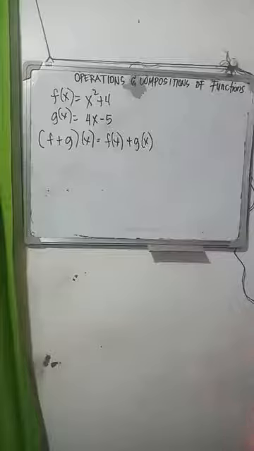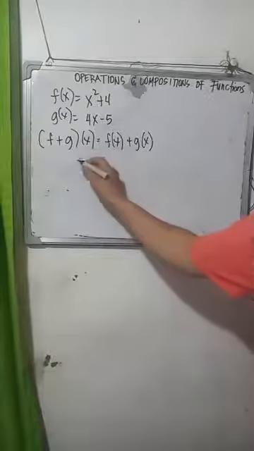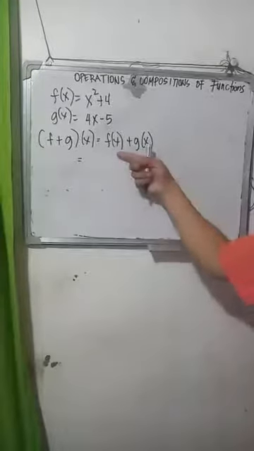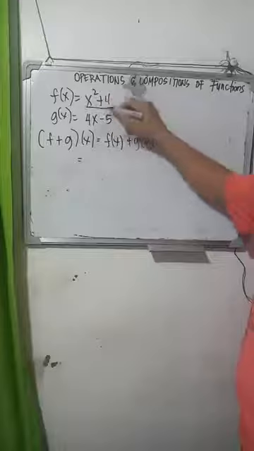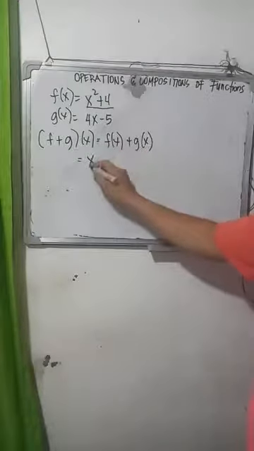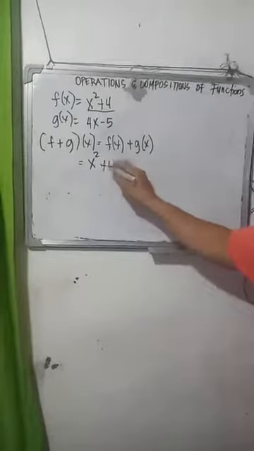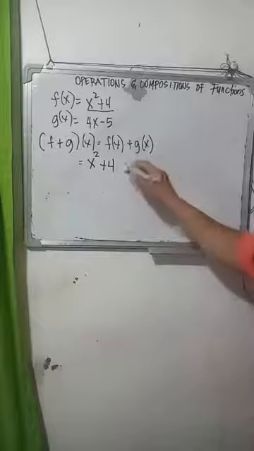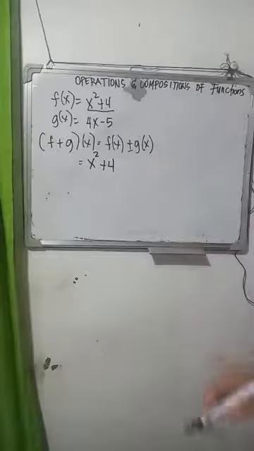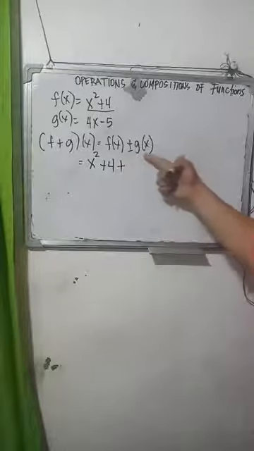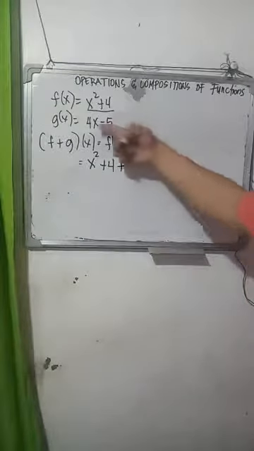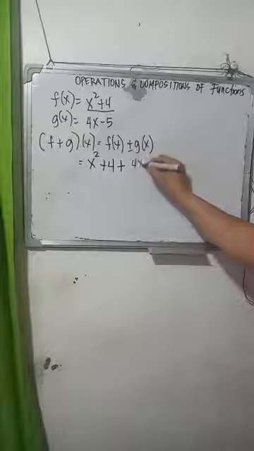Sum ang una natin discuss. So just substitute what is the value of f of x. The value of f of x is x squared plus 4x. So x squared plus 4x, plus, ito sum, that is addition, plus the value of g of x, that is 4x minus 5.